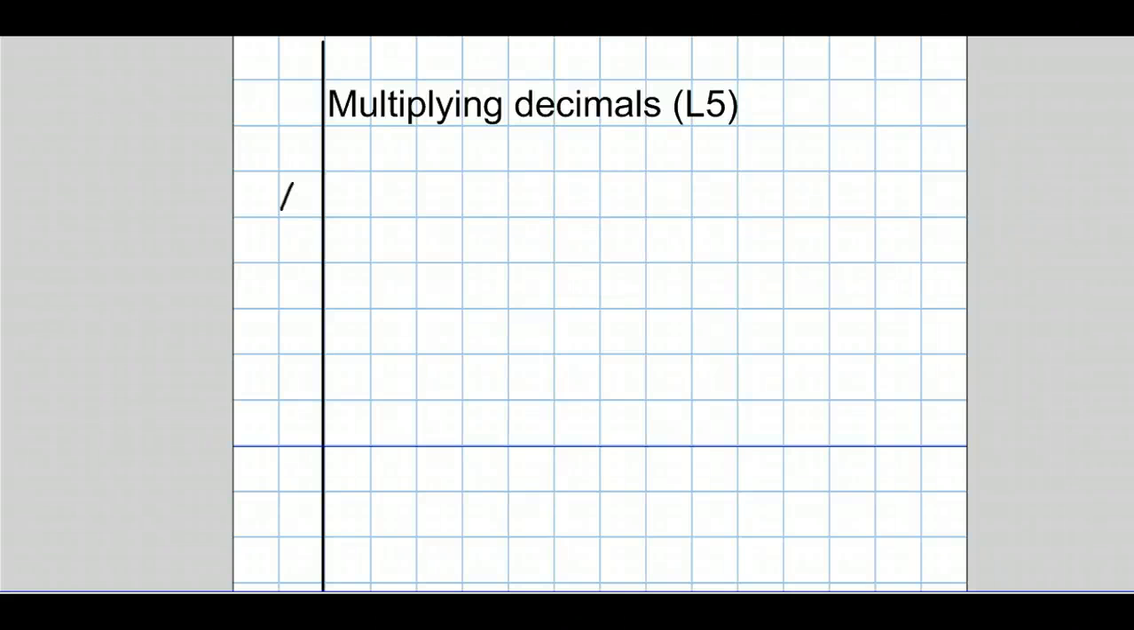Hello there. We're going to look at multiplying decimals. Look at an example. 7 times 0.2. How do we work out the answer? You multiply the non-zero, the significant figures together. 7 times 2 is 14.